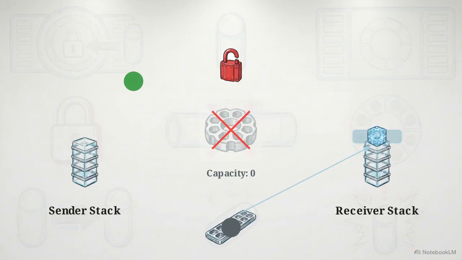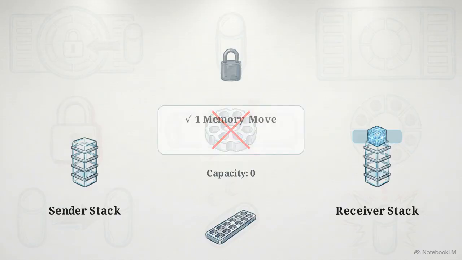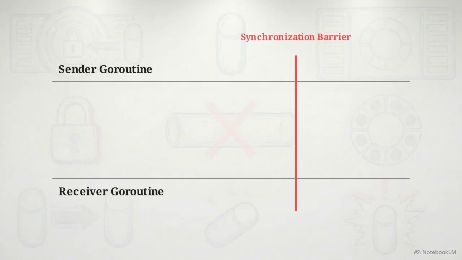The data moves without ever touching the circular buffer. The sender marks the receiver as runnable, releases the lock, and continues. This requires only one memory move and one wake-up call. This direct physical handoff is what powers Go's memory model guarantees.